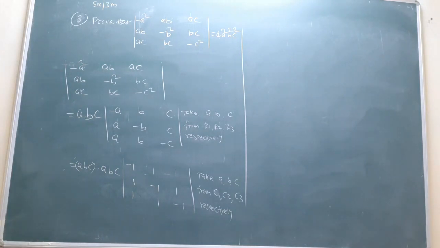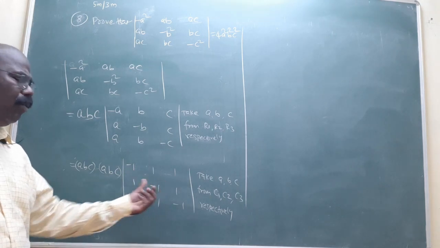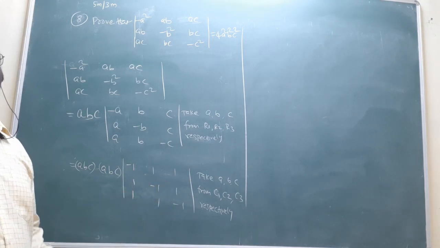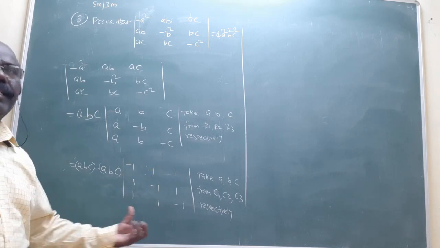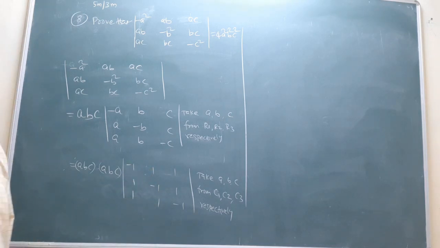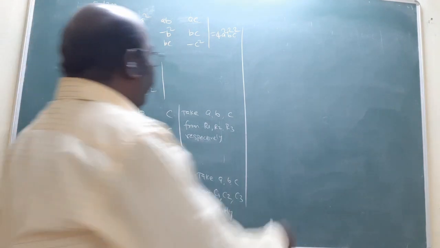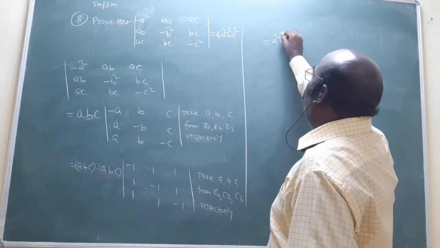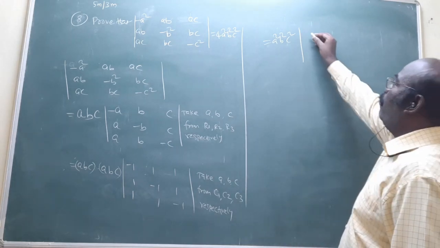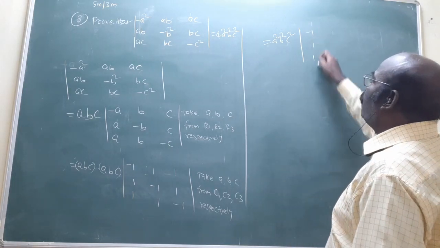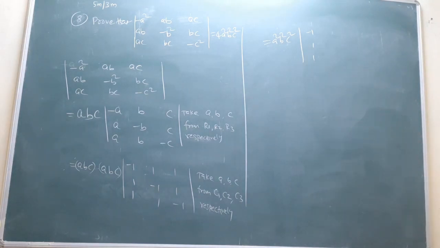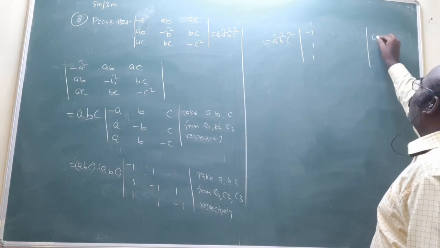Am I right? Now ABC times ABC gives A square, B square, C square. Next you will expand and get the answer. Before expansion, you want to make at least 2 zeros, then expansion is easy for you. Usually, inside the determinant, you make at least 2 zeros. Now multiply here A square, B square, C square. Now, minus 1, 1. C1 is fixed.